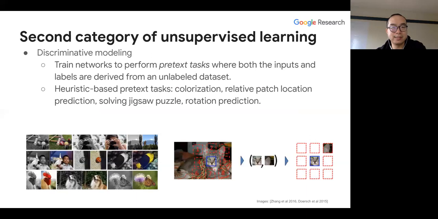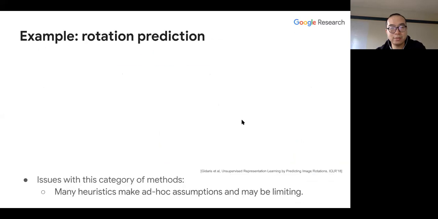And then there is a second category of self-supervised or unsupervised learning, which is the so-called discriminative model. Basically, what you do is you train the network to do some pretext task, where both input and labels are derived from unlabeled data sets. A lot of those pretext tasks are quite heuristic based. As you can see, like colorization, or predicting the relative patch location of two random patches selected from the image, and solving jigsaw puzzles, for example.